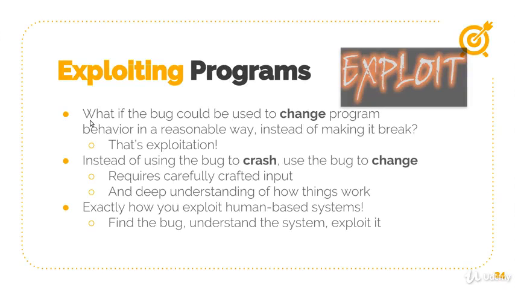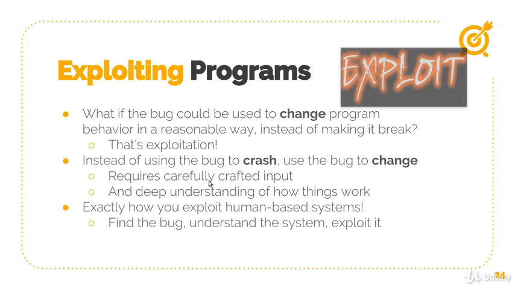Now, to exploit a program, we have to change the way a bug works. What if the bug could be used to change program behavior in a reasonable way instead of making it break? Oops. So that's what we call exploitation. That's abusing the bug to make the program behave in the way that the hacker wants instead of making it crash. So instead of using the bug to crash, you use the bug to change.